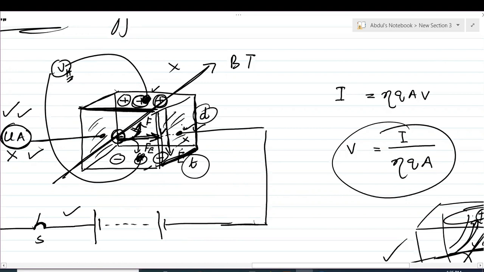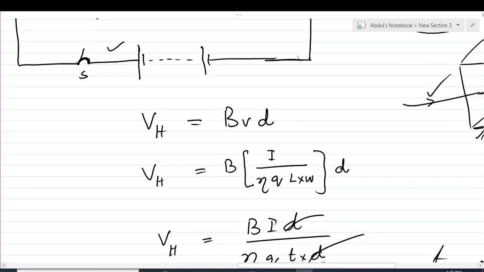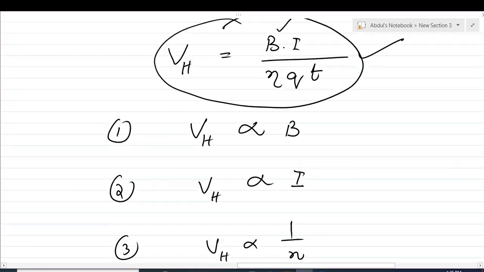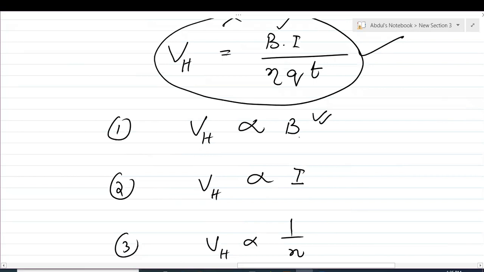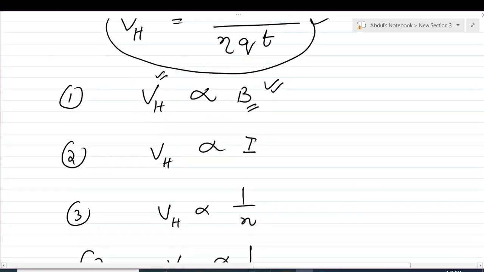So the 6 sides: this and this for the current, front and back for the magnetic field, top and bottom for the Hall's voltage. So 6 sides of the crystal are occupied. Now, this Hall's voltage is directly proportional to B. When the field is strong, yes, more Hall's voltage.